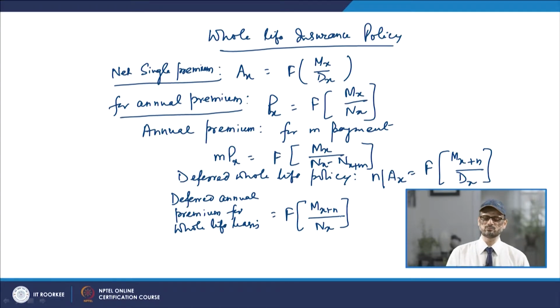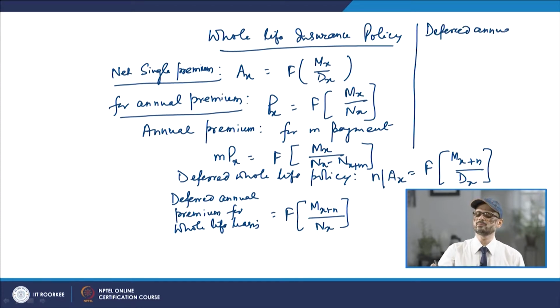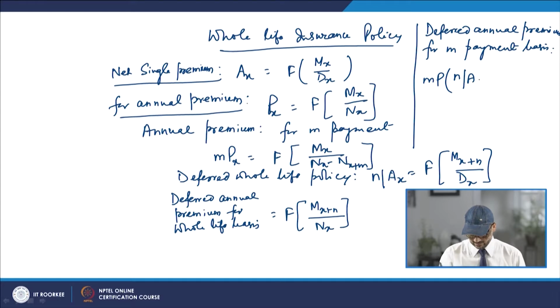And the next one which remains to be seen is the deferred annual premium for the M payment basis. If you find the deferred annual premium for M payment basis, you are only paying M times. So in that case we denote it as MP, and then we call it nAx. This is the deferred annual payment, but only for M payments. In the same way as here, the deferred payment will be F into M of x plus n divided by Nx minus N of x plus M.